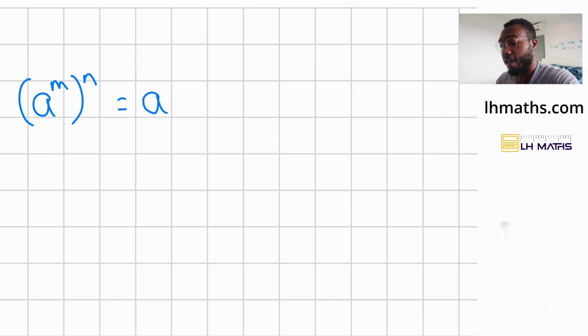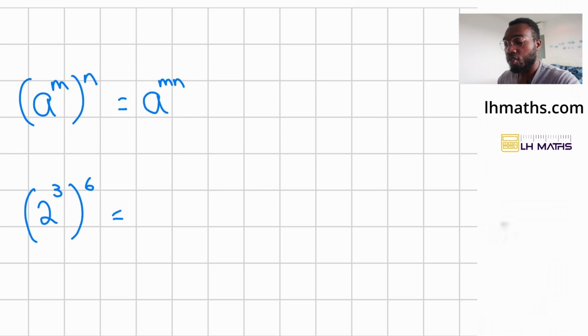Another rule we need to learn is if we have a to the power of m, and that is all raised to the power of n. For this, it would just be a^(m times n). So you just multiply the powers together. For example, if we had 2 to the power of 3, all raised to the power of 6, then if we simplify this down, it would be 2 to the power of 3 times 6, so 2 to the power of 18.